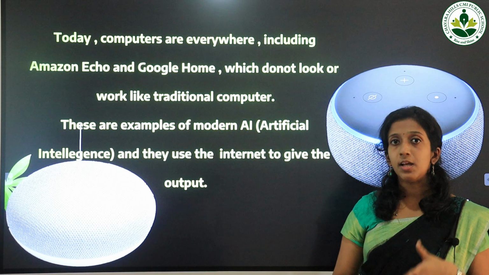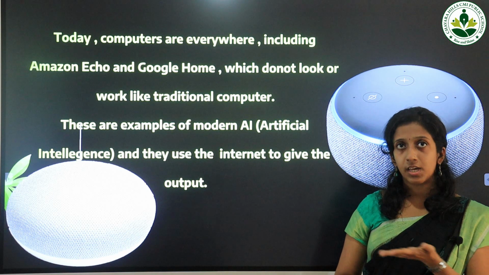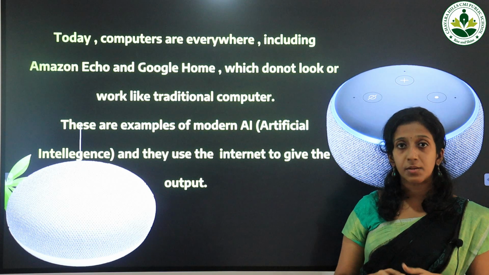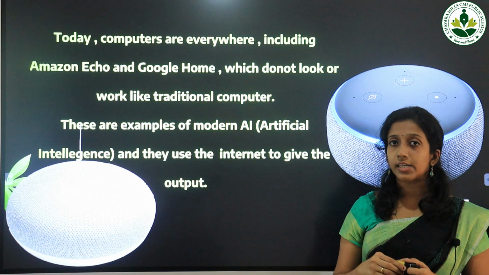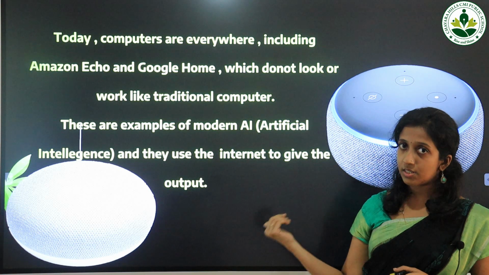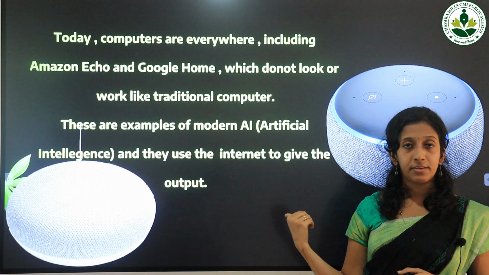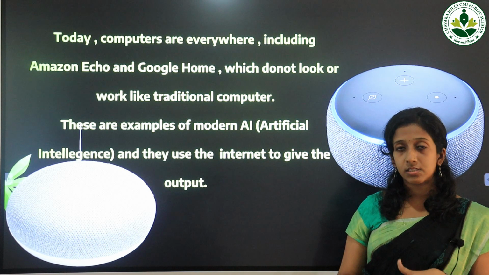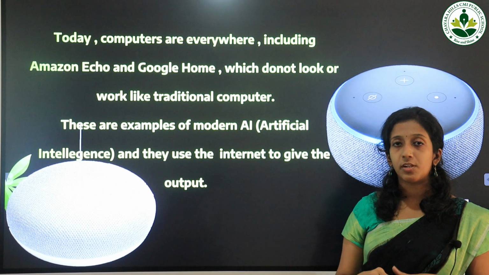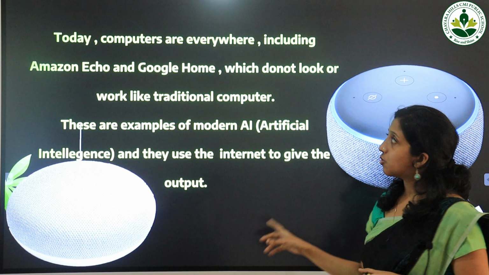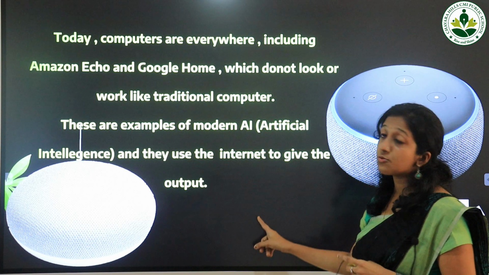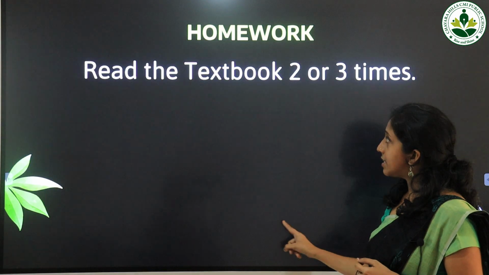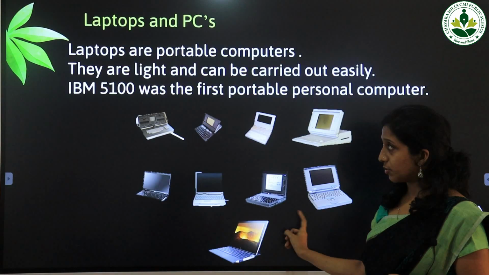So for example, if your TV is connected to Wi-Fi and your washing machine or fan, all your appliances are connected to Wi-Fi, and we have this system, we only have to give a command, and through the command the systems that are connected to Wi-Fi will work automatically. This works by using artificial intelligence or AI, and that's all about this chapter.